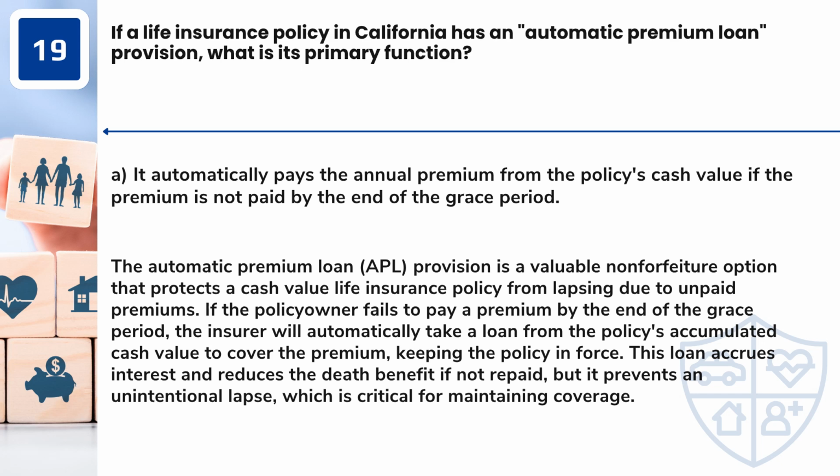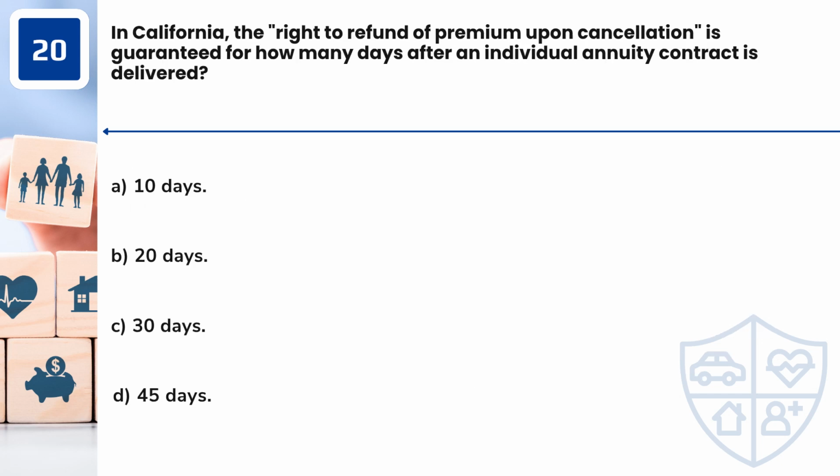Question 20. In California, the right to refund of premium upon cancellation is guaranteed for how many days after an individual annuity contract is delivered? A. 10 days. B. 20 days. C. 30 days. D. 45 days.